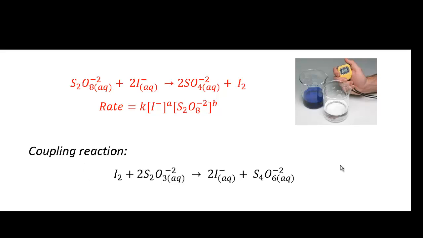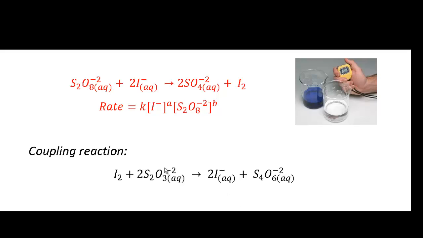Now, when you do this coupling reaction, you will produce a substance called S4O6 minus 2. Now, that reaction will take place inside this test tube until this S2O3 is gone. The S2O3 is the thiosulfate ion. So you will produce iodine, I2. The iodine in your test tube is going to react with S2O3 minus 2, thiosulfate. The iodine will react with the thiosulfate to give you S4O6 minus 2.